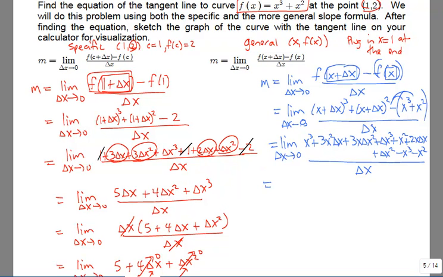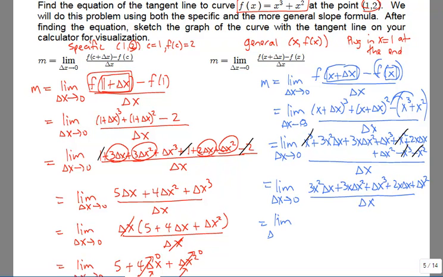And ideally, some terms should cancel. My x cubes cancel, and my x squareds cancel, and we have a few like terms as well. So let's see how we can simplify this. We have, actually, it looks like we don't have any like terms. I misspoke. So we have a 3x squared delta x plus a 3x delta x squared plus a delta x cubed plus a 2x delta x plus a delta x squared. Now you are in good shape if every single one of those has a delta x in it.